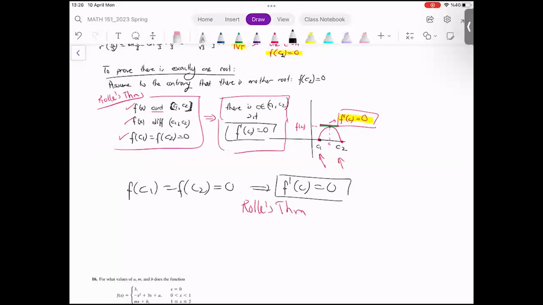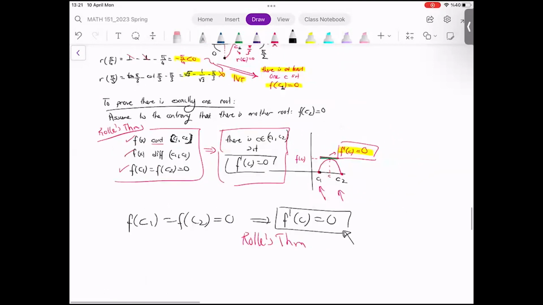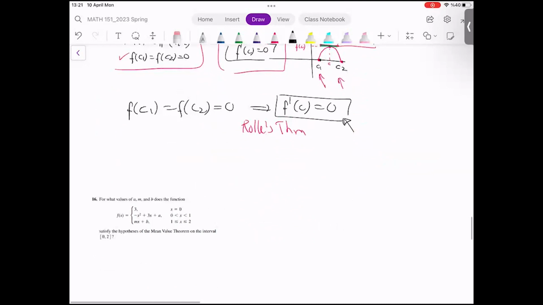Remember what we were trying to do. We assume there would be another root. But if there would be another root, we obtain this information which is totally wrong. That's why there cannot be another root. Now, I have to explain to you why this is totally wrong. Because look at your function and look at its first derivative.